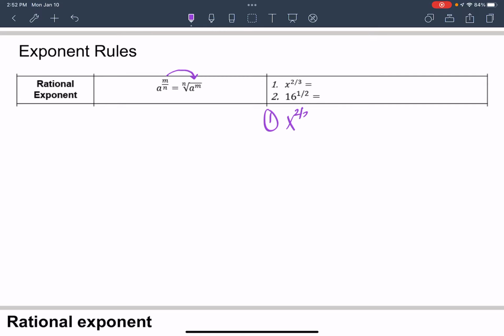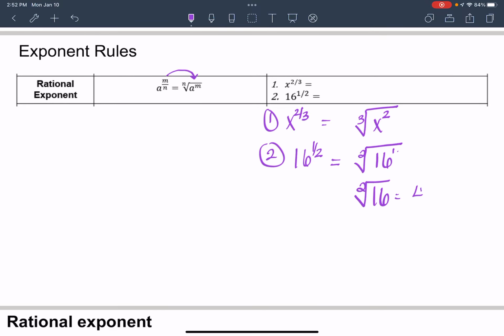If we rewrite that, it's the same thing as x squared, because the 2 is the numerator, and then the 3 becomes the root. So it's the cubed root of x squared. Suppose we have 16 to the 1/2 power. If we rewrite that using the rational exponent rule, that's the same thing as 16 to the 1 and taking the square root of it. Anything to the 1 power is that number itself. So this is basically the square root of 16, which equals 4.